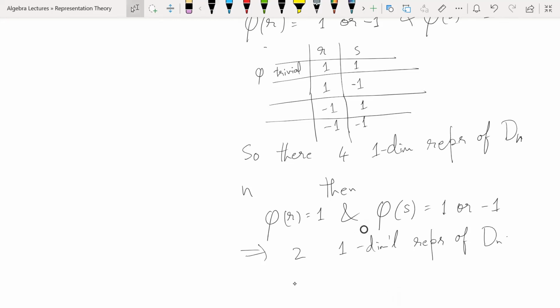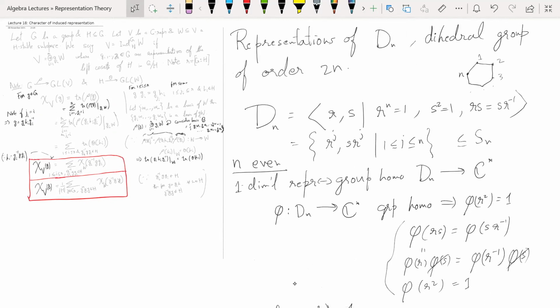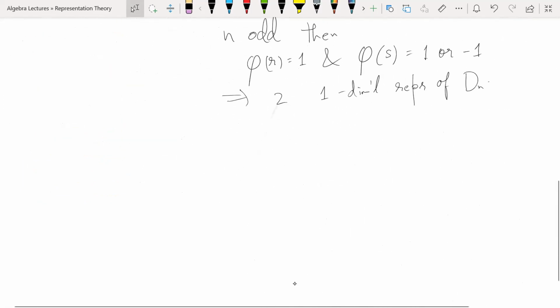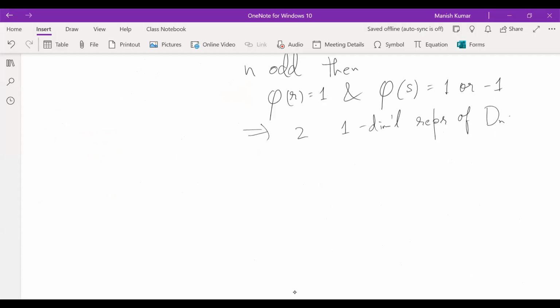So that's about one-dimensional representations. Now for two-dimensional representation, we have to think about maps from Dn to linear maps of a two-dimensional vector space. So that comes via rotations.